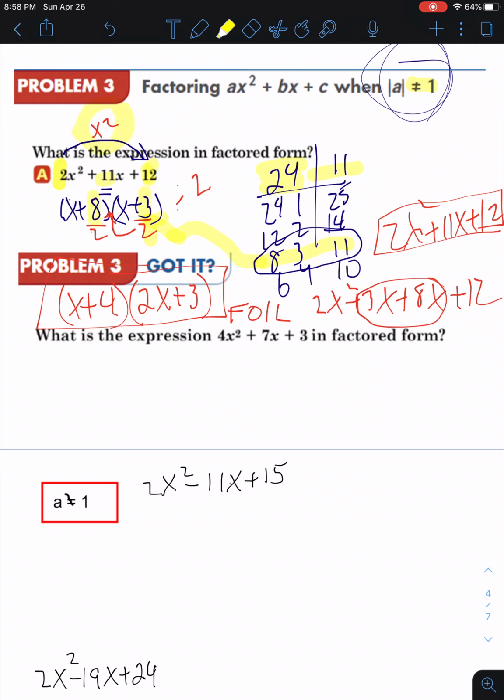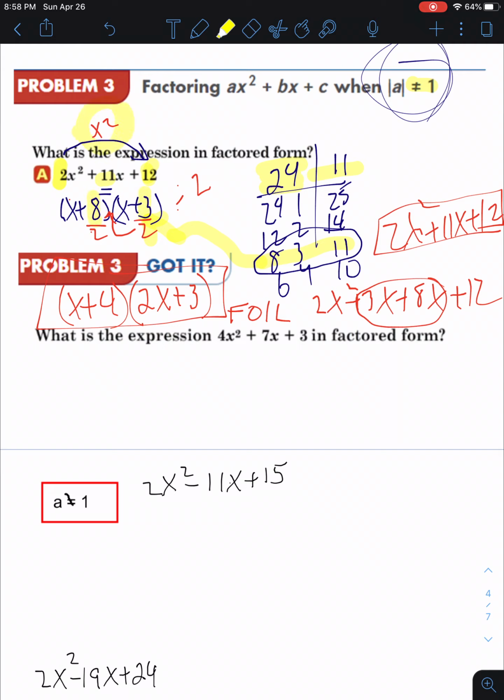The outsides would give 3x. The insides would be 4x. That gives me a sum of 7x. And then the last would be plus 3. And there's what we started with. So this is my factored form. I have two more to look at.